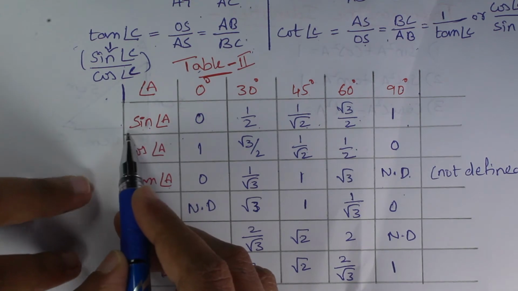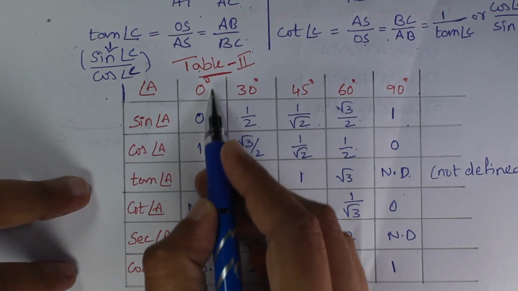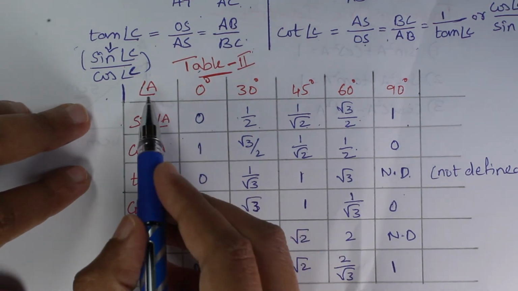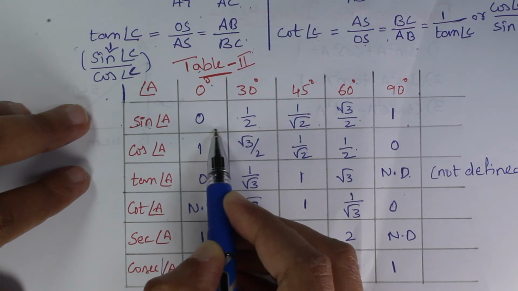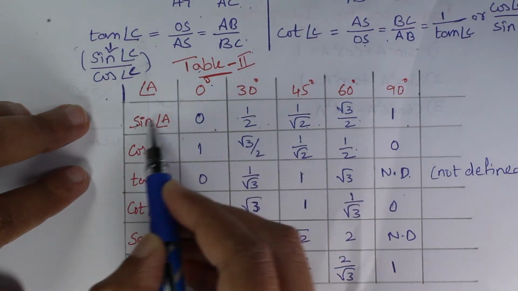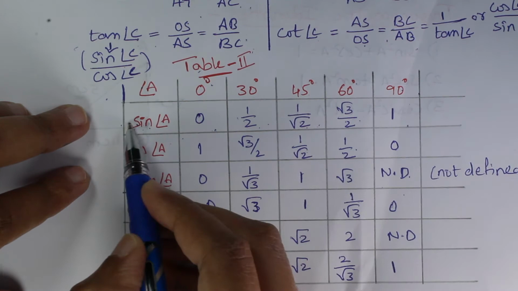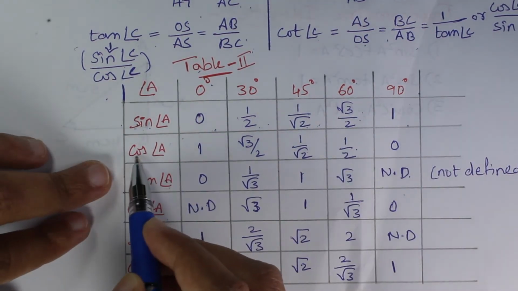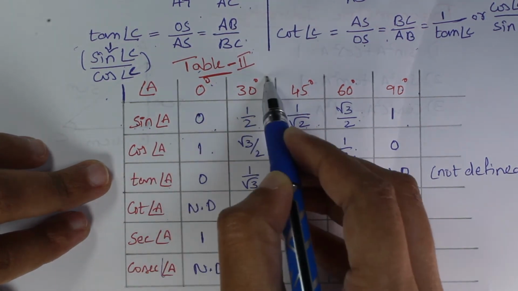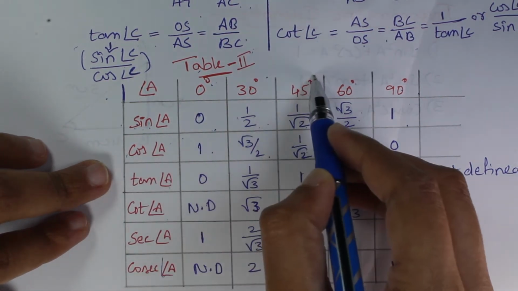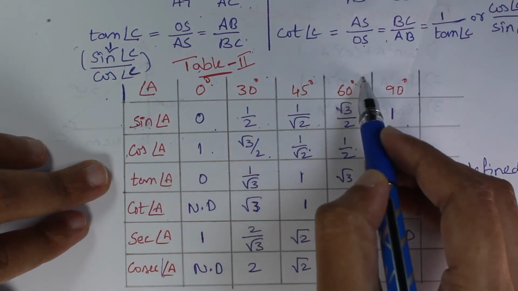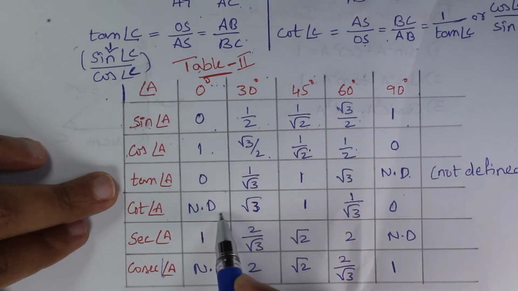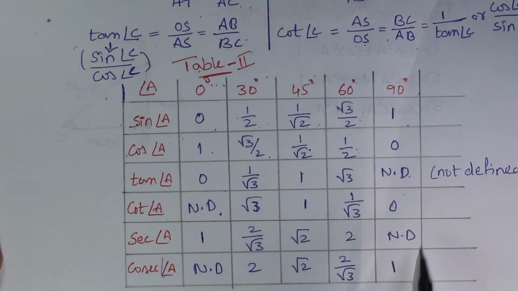All you have to do is remember sin A for 0 degrees. First of all, you should understand how to read this table. Sine of 0 degrees is 0, sine of 30 degrees is 1 by 2, sine of 45 degrees is 1 by root 2, sine of 60 degrees is root 3 by 2, sine of 90 degrees is 1. In a similar way, cos of 0 degrees is 1, cos of 30 degrees is root 3 by 2, cos of 45 degrees is 1 by root 2, cos of 60 degrees is 1 by 2. In a similar way, tan of 0 degrees is 0, cot of 0 degrees is not defined. This is how we are going to read this table.